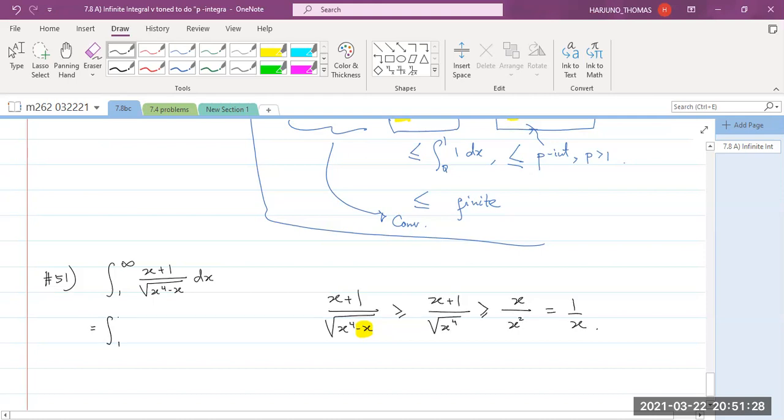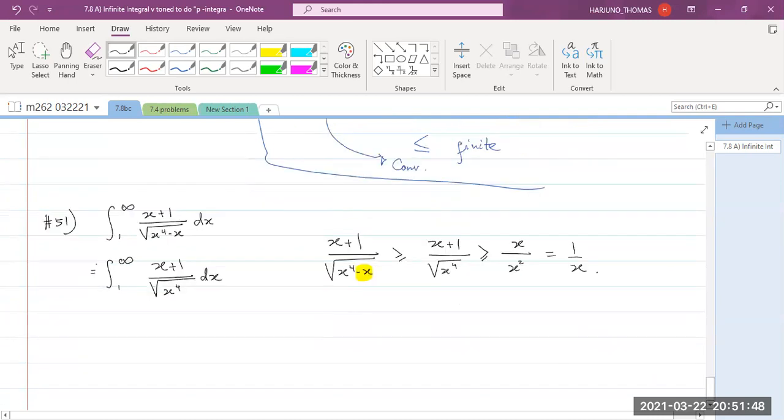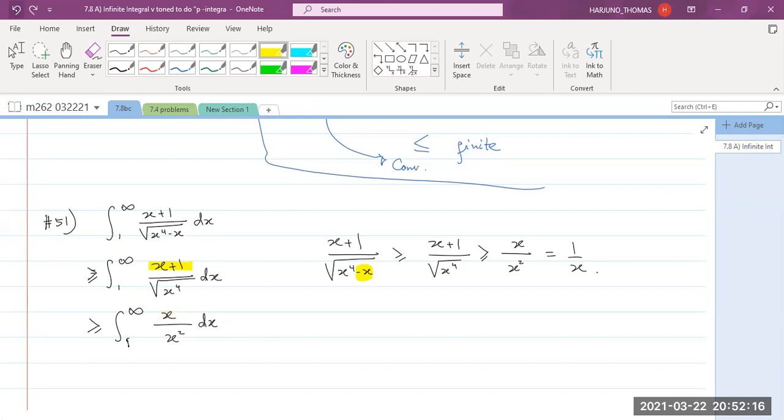So this is the integral from 1 to infinity of x plus 1 over the square root of x to the fourth minus x. I'm sorry, I get rid of the minus x dx, right? This is actually greater than or equal to the integral from 1 to infinity of x over x squared. I compare x plus 1 with x, x plus 1 is greater, while the square root of x to the fourth is the same as x squared. But this is equal to the integral from 1 to infinity of 1 over x dx, which is divergent.